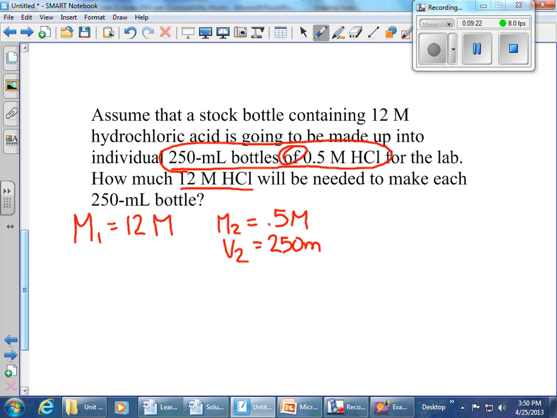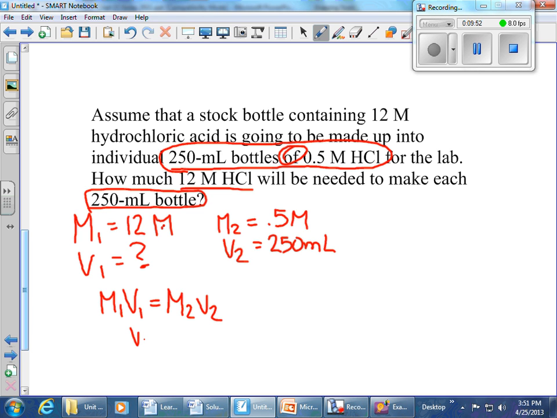Now in these problems, you can convert it to liters. You don't have to. I want to know how much of this I need to make each one of these bottles. So M1V1 equals M2V2. I know I'm going to use this because I have 2 molarities. I want to figure out volume, but I'm given a volume. So V1 equals M2V2 divided by M1.